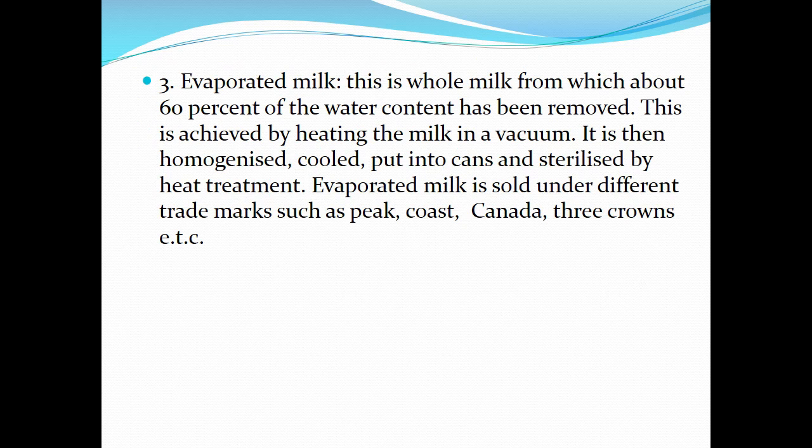The third type of milk is evaporated milk. This is whole milk from which about 60% of the water content has been removed. This is achieved by heating the milk in a vacuum. It is then homogenized, cooled, put into cans, and sterilized by heat treatment. Evaporated milk is sold under different trademarks such as Peak, Coast, Canada, 3 Crowns, etc.